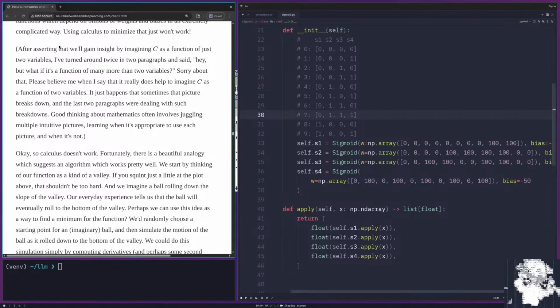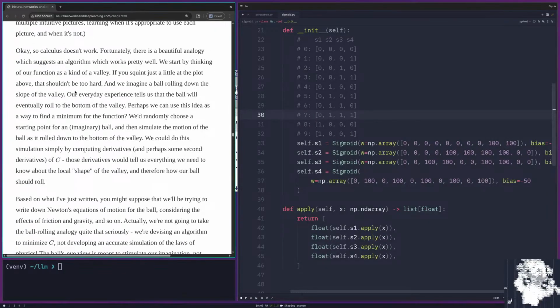After asserting that we'll gain insight by imagining C as a function of just two variables, I've turned around twice in two paragraphs and said, hey, but what if it's a function of many more than two variables? Sorry about that. Please believe me when I say that it really does help to imagine C as a function of two variables. It just happens that sometimes the picture breaks down, and the last two paragraphs were dealing with such breakdowns. Good thinking about the mathematics involves juggling multiple intuitive pictures, learning when it's appropriate to use each picture and when it's not. Okay, so calculus doesn't work.